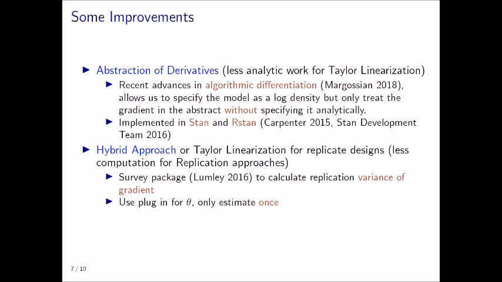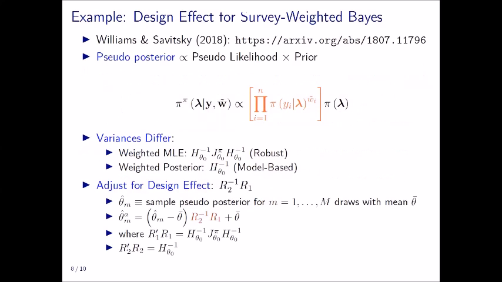And also there's a hybrid approach where you can actually do Taylor linearization for a replicate design. Maybe I'll talk a little bit more about that, but the idea is that instead of re-estimating the parameter theta, we can still use just a plug-in estimate for theta, and we calculate the replicate variance of the gradient itself, not the estimate.